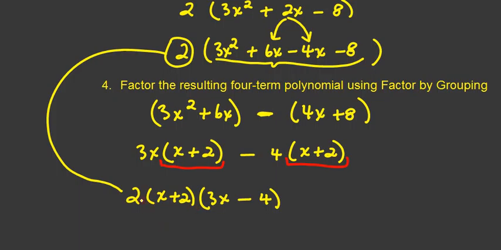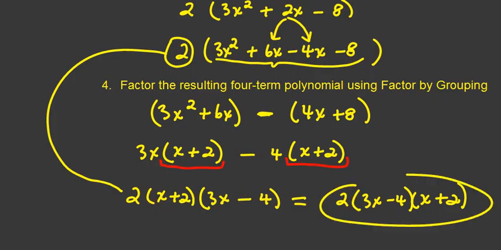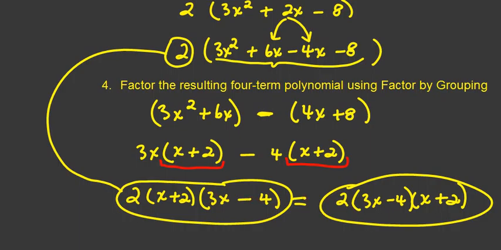So the correct factorization is 2 times x plus 2 times 3x minus 4, which, by the way, could be written as 2 times 3x minus 4 times x plus 2. Because I've got these three factors, and it doesn't matter what order we write them. So be aware that if you're looking at a multiple choice type question, either one of these would be considered correct.